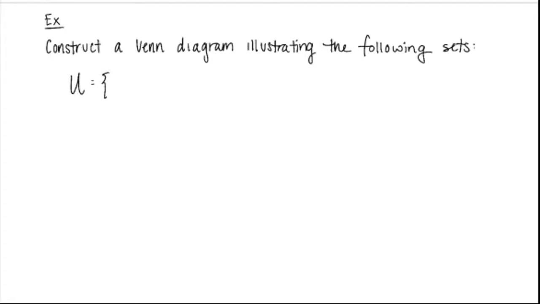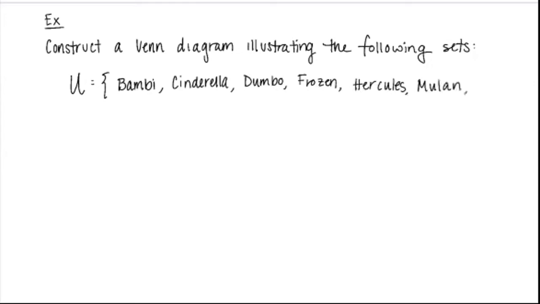And so I have picked a bunch of Disney movies, some classics. We got Bambi, Cinderella, Dumbo, Frozen, Hercules, Mulan, Pocahontas, Tangled, Tarzan, and Up. Okay. So these are all of the movies in our discussion.